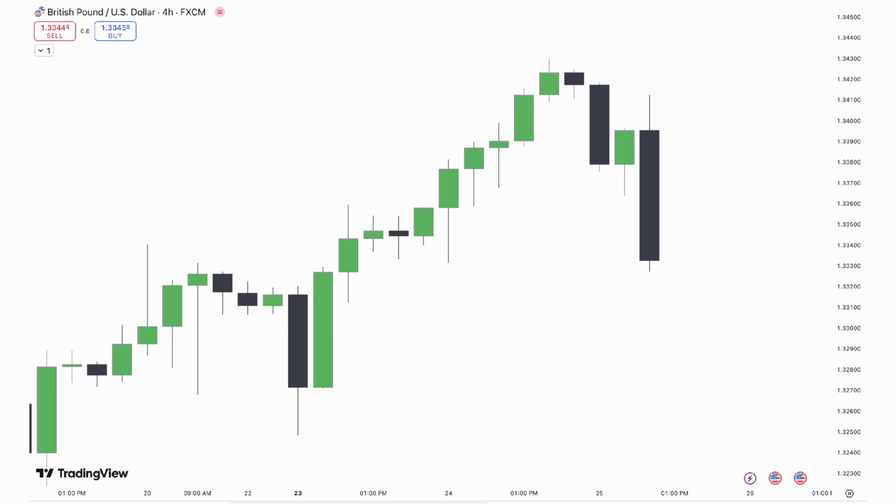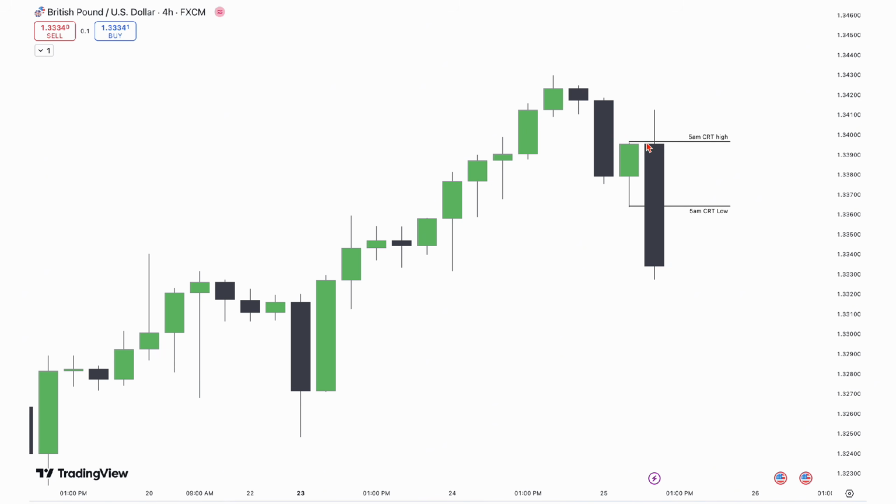Now, let's hop onto the charts and see how the 5 AM CRT model actually works, starting with GBPUSD. We'll analyze the 5 AM candle on the 4-hour chart. So first of all, you have to wait until the 5 AM candle prints out. Once this candle is fully formed at 9 AM, we mark the high and low of the range. So we have already marked the high and low of the 5 AM candle, and the number 1 confirmation is done.